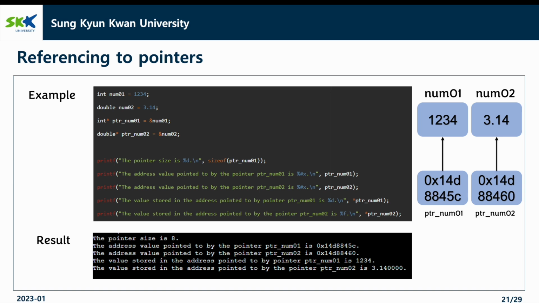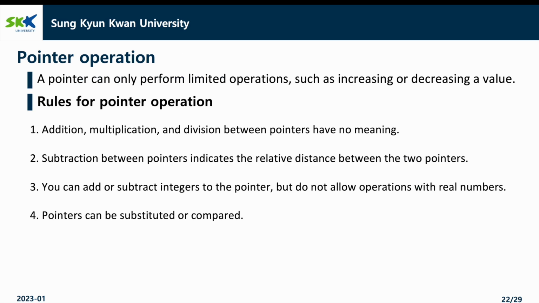The pointer type also changes according to the type of variable the pointer points to. This is because the type of pointer tells you the size of the memory to be referenced when referencing a value through a reference operator. You can also use a pointer to perform operations. However, the pointer can only perform limited operations, such as increasing or decreasing the value.